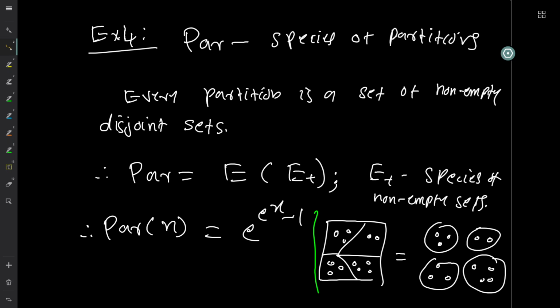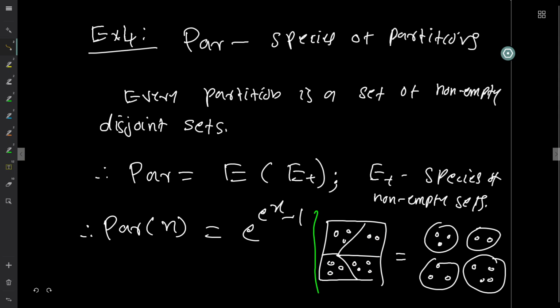Now, since the sets are going to be non-empty sets, we look at the species of non-empty sets, which is E plus. E is the species of sets, and E plus is the species of non-empty sets. You just remove the first term, the one corresponding to the empty set. Then the partition species is actually a set assembly of non-empty sets, because it doesn't matter what the order is here. So basically, when you are partitioning, you are saying that okay, you have these parts u1, u2, u3, u4, u5.